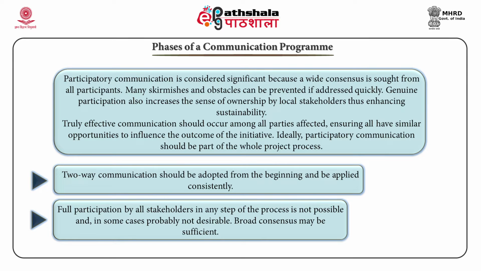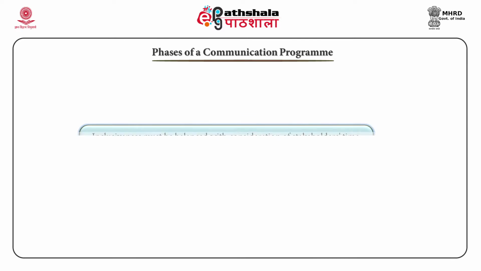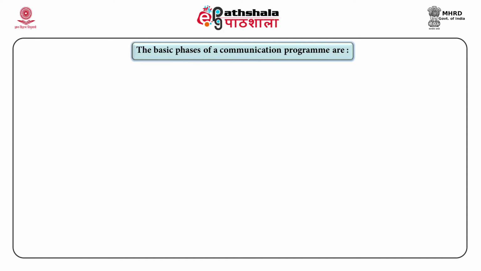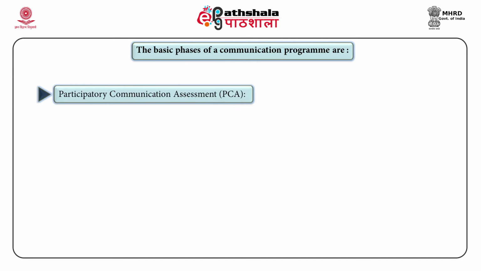Full participation by stakeholders in any step of the process is not possible and in some cases probably not desirable too. Broad consensus may be sufficient. Inclusiveness must be balanced with consideration of stakeholders' time, resources, interests and knowledge. After their input is taken into account, stakeholders may not need to be involved in detailed decisions beyond the scope of their interests. The basic phases of a communication program are: the first one, participatory communication assessment, that is PCA.